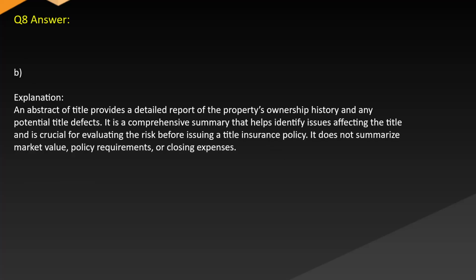Answer B. Explanation. An abstract of title provides a detailed report of the property's ownership history and any potential title defects. It is a comprehensive summary that helps identify issues affecting the title and is crucial for evaluating the risk before issuing a title insurance policy. It does not summarize market value, policy requirements, or closing expenses.